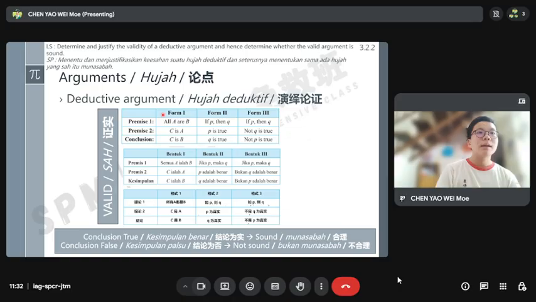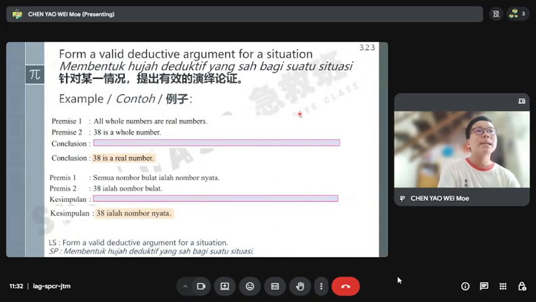If one of the premises does not follow the form, then we can say that the argument is not valid and also not sound. For sound, if the conclusion is true, it will be sound. If the conclusion is false, then we can say it is not sound. For example, we can make the premise and conclusion become a valid argument, valid deductive argument, but I didn't say about sound or not sound. They want just different things.